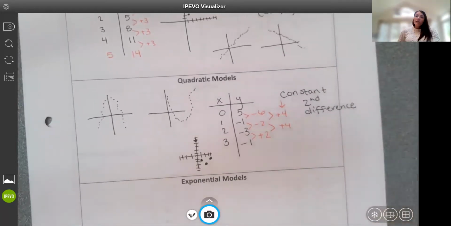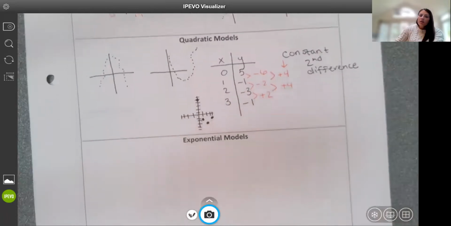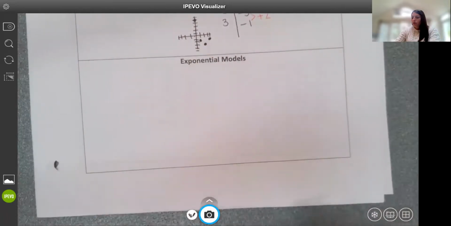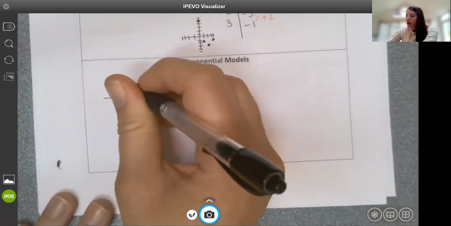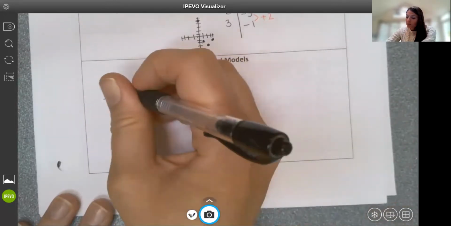Okay, and if that happens, then we know that that's a quadratic, that data is following a quadratic model. For our exponential models, it's something a little bit different. Those are the equations we've been looking at with our exponential equations and our graphing and our growth and decay. And when we look at a table for our exponential models, we're not going to look at the differences.